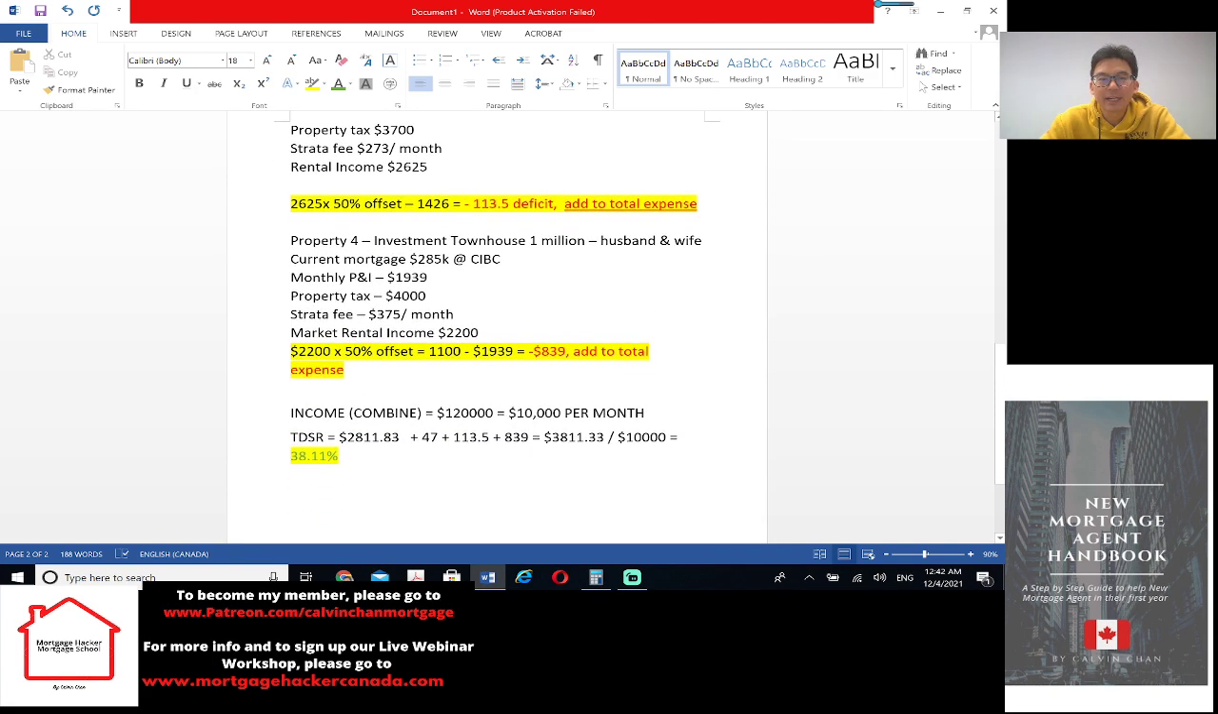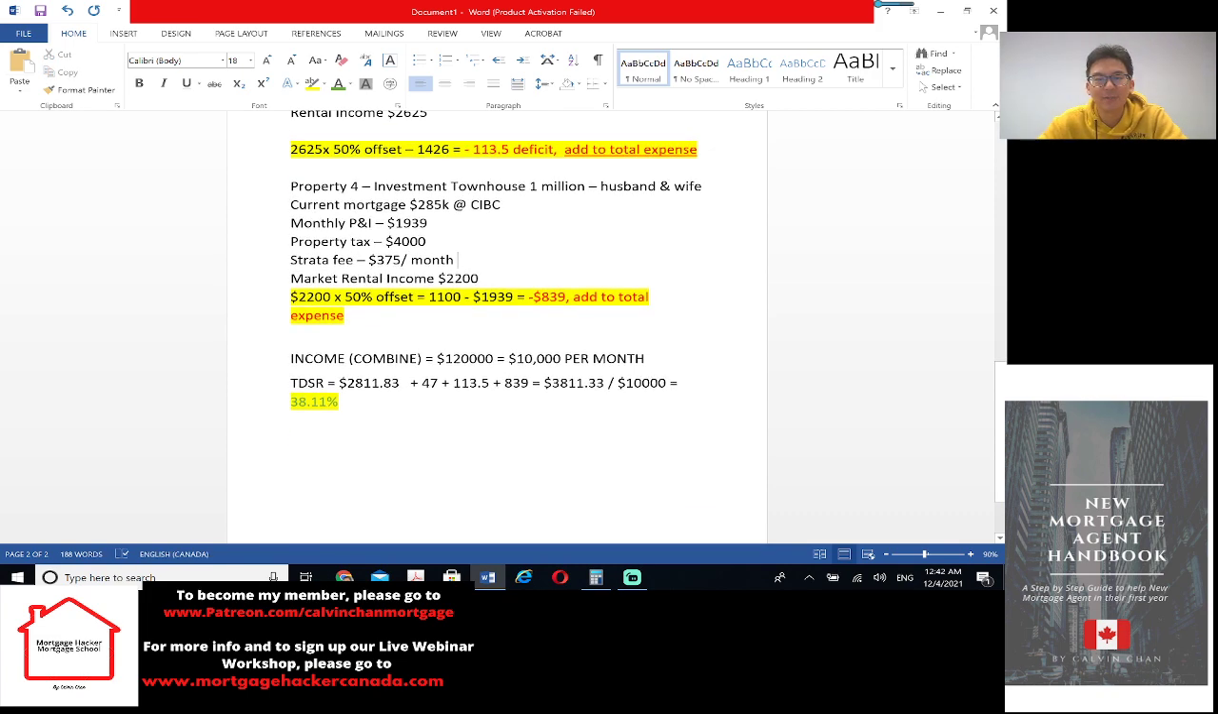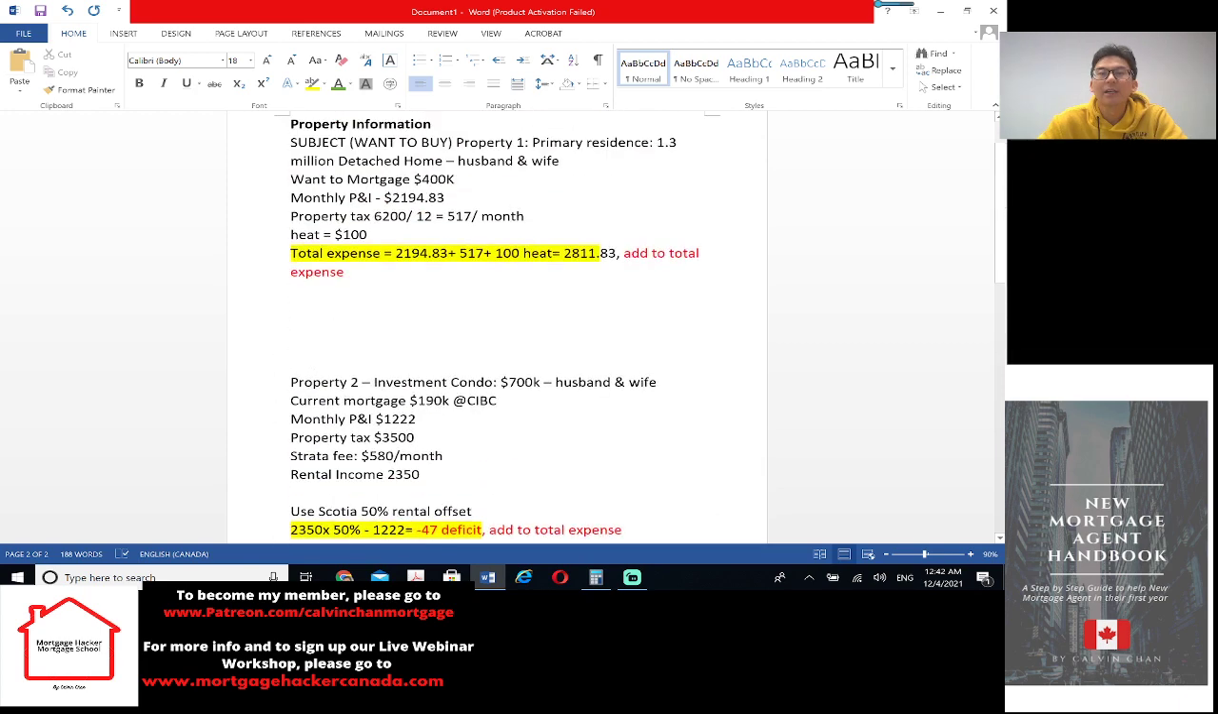And then this is their existing property that they're going to rent out, a townhouse. This is their existing mortgage that they're paying, and the rental income that they expect to get from the market. It's not rented out yet, but they expect to get that, right? And together they are making about $120,000.